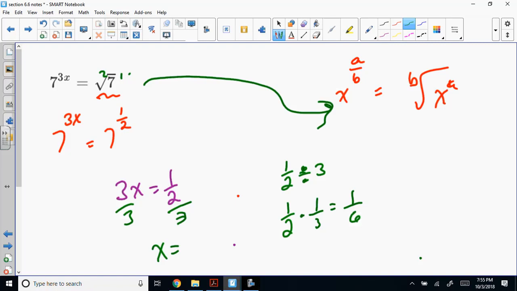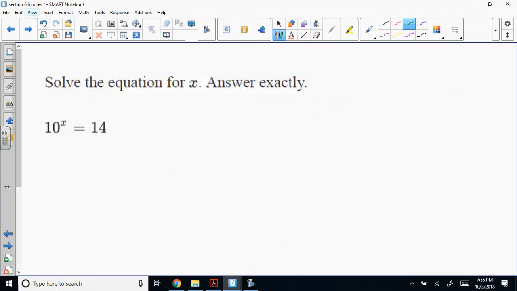Okay. So x equals 1/6, right? All right. Oh man. 10 raised to x equals 4. There's no way I can get 10 and 4 to be the same base, can I? Can you?